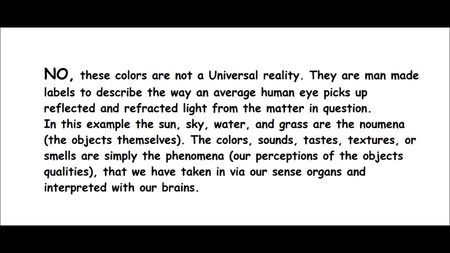They are man-made labels to describe the way an average human eye picks up reflected and refracted light from the matter in question. In this example, the sun, sky, water, and grass are the noumena, the objects themselves. The colors, sounds, tastes, textures, or smells are simply the phenomena, our perceptions of the object's qualities, that we have taken in via our sense organs and interpreted with our brains.